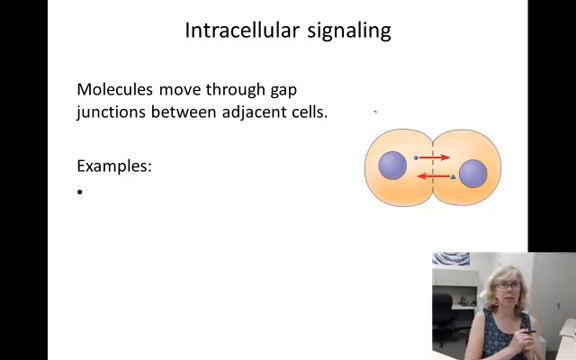Molecules are able to pass directly from the cytoplasm of one cell to the cytoplasm of the next using pores called gap junctions. Some types of nerve cell signals are sent this way, and the cells in an ovary can also send molecules into a developing egg.